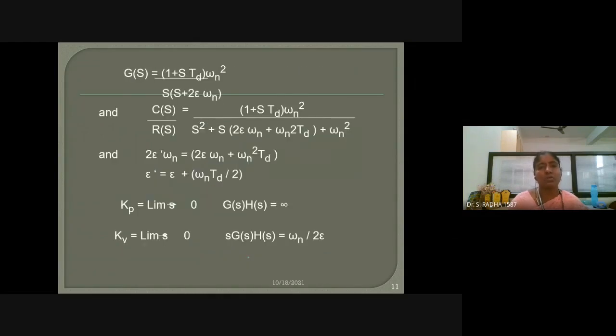Now deriving the closed loop transfer function. You can see here, this is nothing but 1 plus s Td into the G of s value, omega n square by s into s plus 2 eta omega n. That is what is written. This is nothing but blocks in series, they are simplified. Now this is the closed loop transfer function with the PD controller. What is done here is G of s divided by 1 plus G of s H of s, H of s value 1. So finally the closed loop transfer function will come like this.